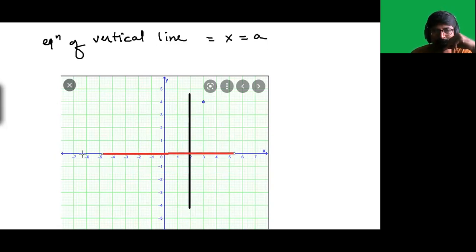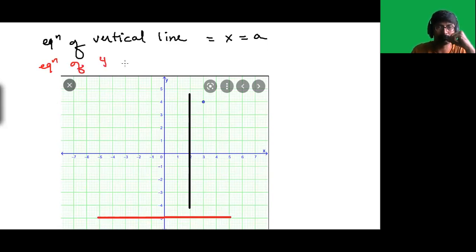So what is the equation of the x-axis? The equation of the x-axis is y = 0, because the equation of a horizontal line is y = b. You understood? So how to write it on this? Let me just show you. I'm so sorry. Equation of the y-axis is x = 0.